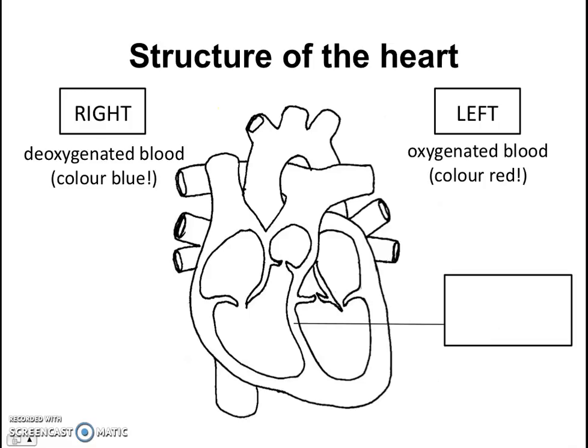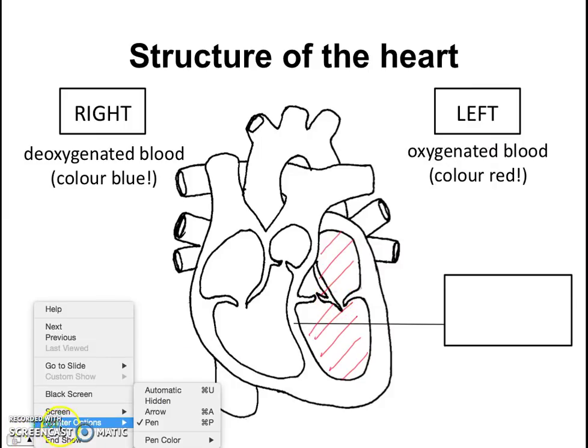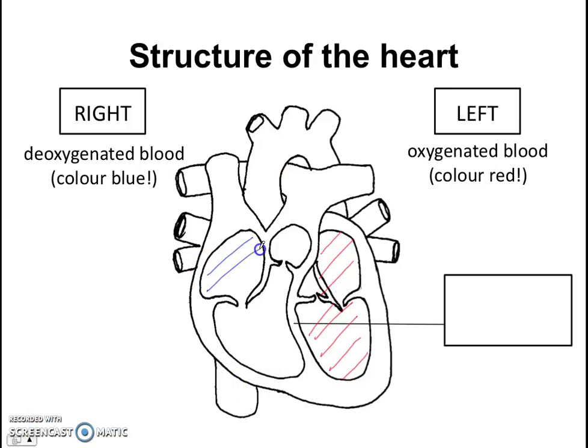Okay, so now that we know which is the left side and the right side of the heart, I'm going to share with you that the left side of the heart contains blood which is oxygenated. So you can take a red color pencil and shade the left side of the heart, because the left side is full of oxygenated blood. While the right side of the heart is full of deoxygenated blood, so I represent that with a blue color.